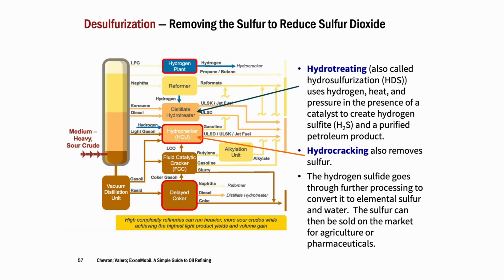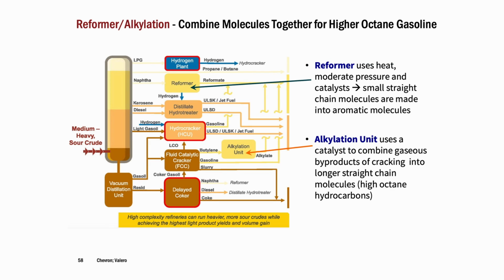Then we want to take the sulfur out in order to meet air pollution requirements and to protect our catalysts, because sulfur will poison our catalysts. And so we want our catalysts to keep running in our refinery. So we remove sulfur in a couple ways, hydrocracking and hydrotreating. And then, like I said, we reform some of those hydrocarbons into different shapes. And this is what can boost things like our octane in our fuels.